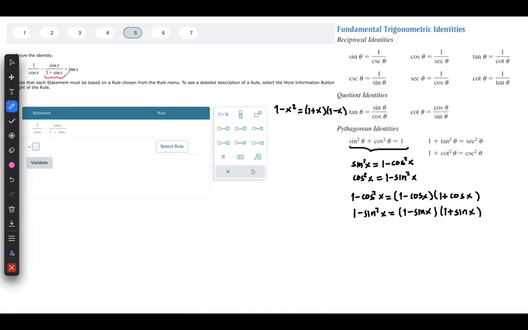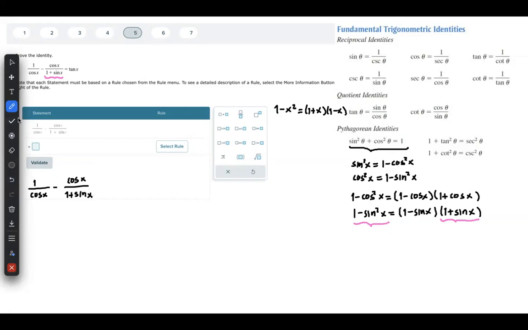an identity. We have 1 plus sine of x, so we have this. In order for us to turn it into this, we need a 1 minus sine of x. Nothing will stop me from doing that, because that's a fraction. So I can go 1 over cosine of x, and I'm simply rewriting the cosine of x divided by 1 plus sine of x.